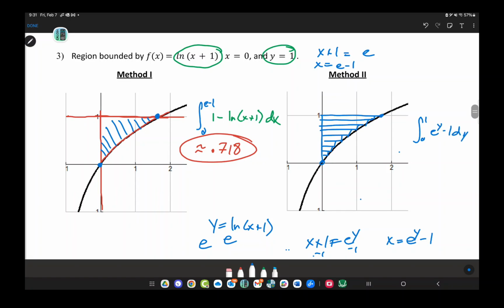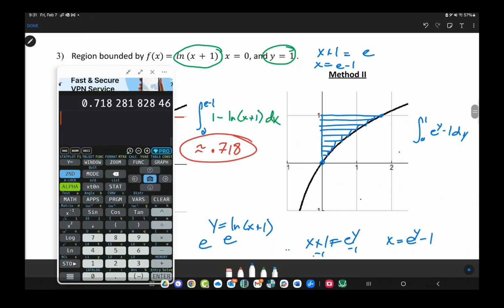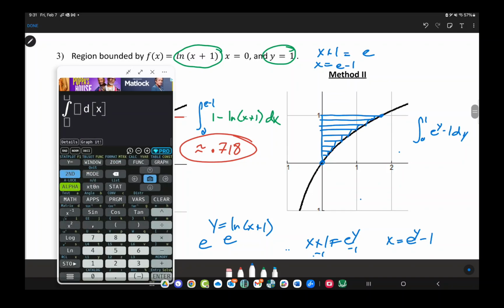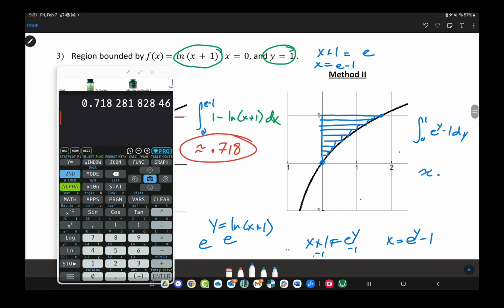Now, can you put that in your calculator? You just change x and y. It's okay to do e to the x dx. So when you put this in, from 0 to 1, because it's the same concept of e to the x minus 1 dx. Guess what we get? Approximately 0.718.